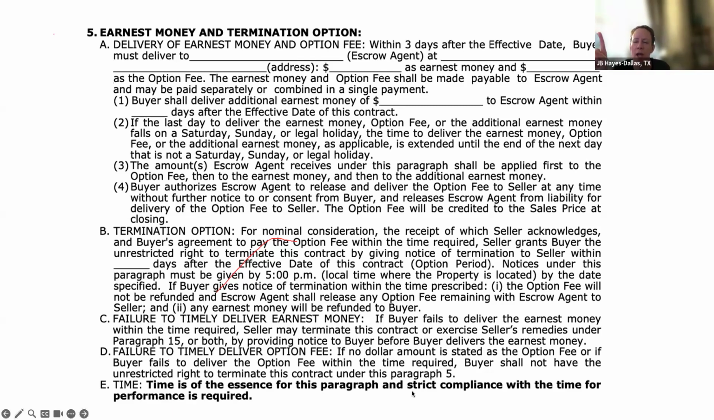I have a question. Yeah, I don't know why I didn't think about this. So this says here, if the failure to timely deliver the option fee, the buyer shall not have the unrestricted right to terminate. I had a buyer terminate within 24 hours. They were even trying to schedule an inspection and they never paid the option or the earnest money. Yeah, that's a good question.